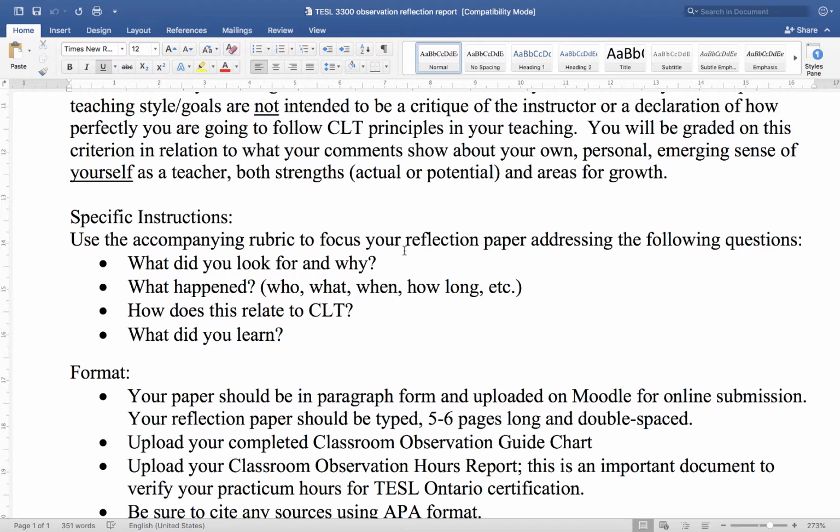What happened? Who, what, when, how long, etc. Again, these are the details, the recall, the remembering what happened. And although it is necessary to describe this as background information to move forward, I wouldn't spend too much time on this because that doesn't highlight the most accurate reflection process. How does this relate to CLT? And what did you learn?